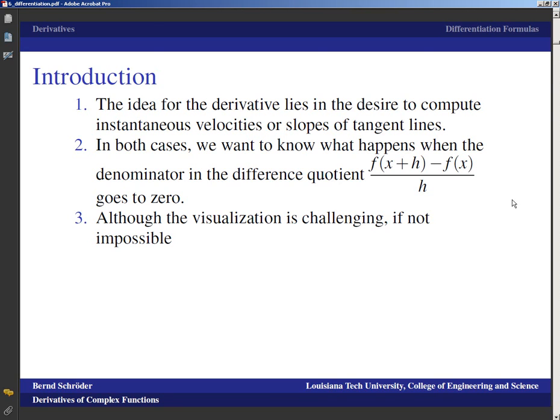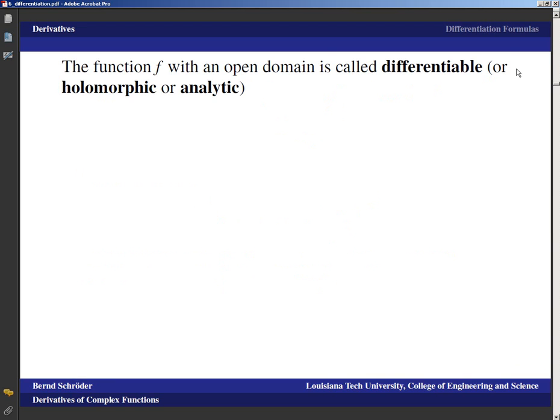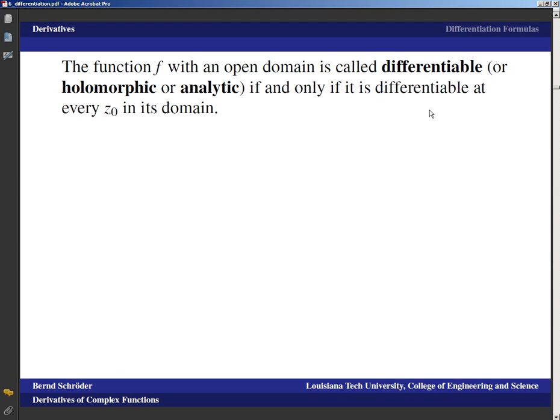A function f with an open domain is called differentiable or holomorphic or analytic, and these words are very often used interchangeably in complex analysis. Even though a technical difference between those terms can be made in a broader context, typically in complex analysis they're used interchangeably, and we will stick with analytic throughout, if and only if the function is differentiable at every z0 in its domain. Now we're a bit more technical here.